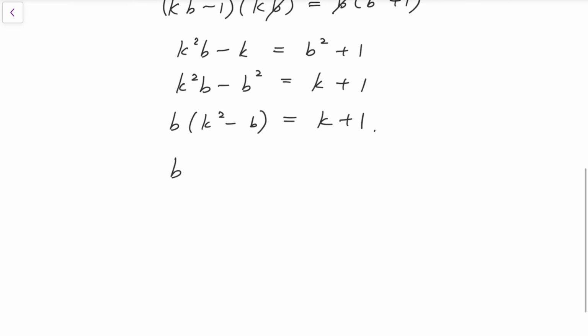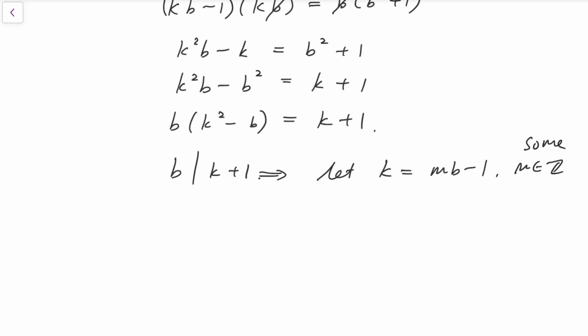And so again, I can say that in particular, b divides k plus 1. Furthermore, I'm going to let k plus 1 be equal to a multiple of b, mb. So k equals mb minus 1, some integer m.